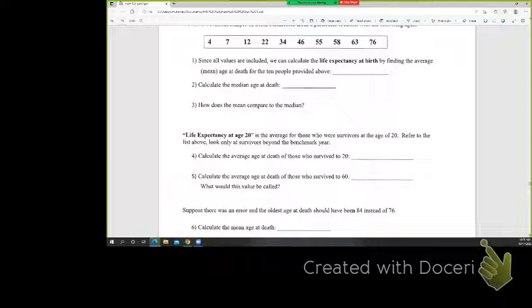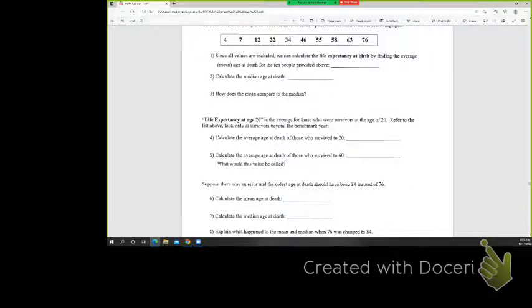For the whole thing, not just for the over 60 people. Okay, for the whole thing, what would the mean age at death be then? So going back to using all 10, but using an 84 instead of a 76. So 385 divided by 10? Mm-hmm. Good. So it would just be 8 more, right? So we could add it all together again, or we could just add 8, because that's the difference between the 84 and the 76.